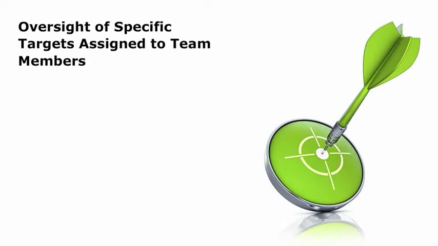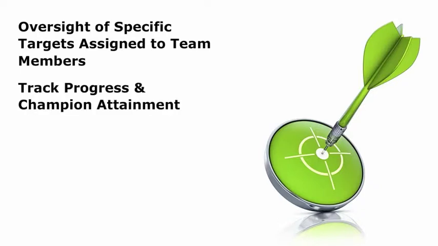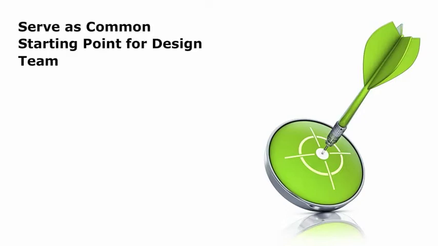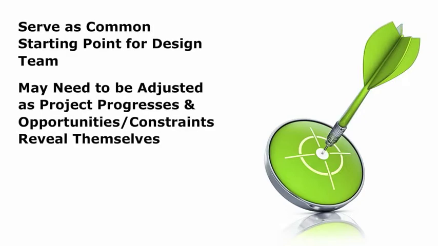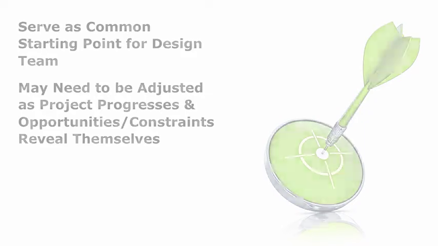Once the performance targets are established, oversight of specific targets can be assigned to team members who can then track progress and champion attainment. The targets serve as a common starting point for the design team. They may need to be adjusted as the project progresses and opportunities or constraints reveal themselves.